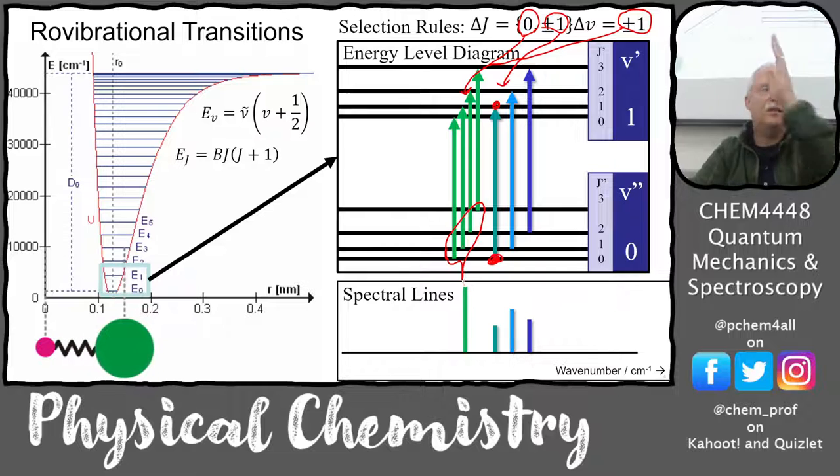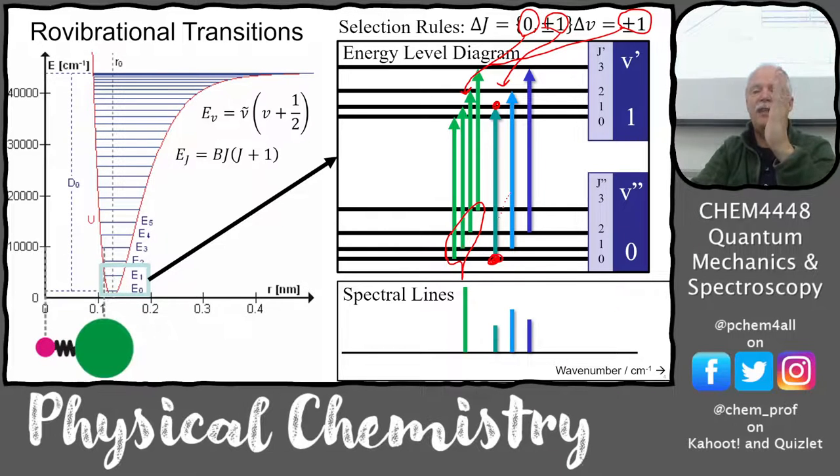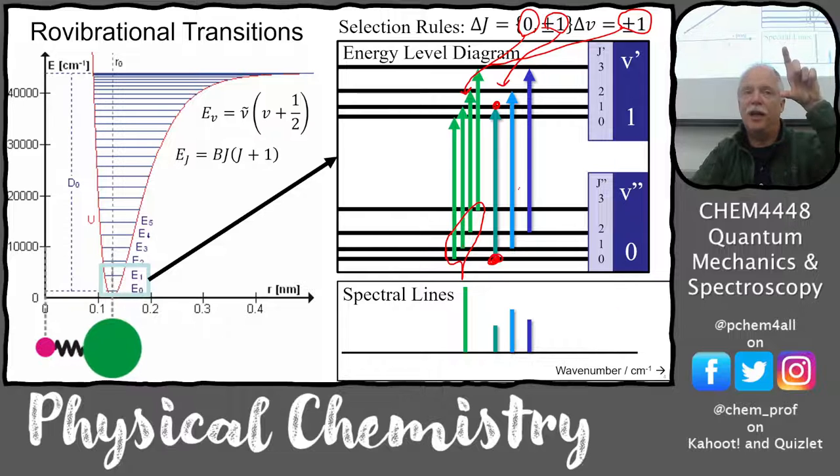All of those were at the same frequency. But notice each individual one of these lines is separated in the spectrum because of the difference in the J values. See, the upper state J value went up further than the lower one did. And so that arrow is a little bit stretched. And that means it shows up at a higher frequency.